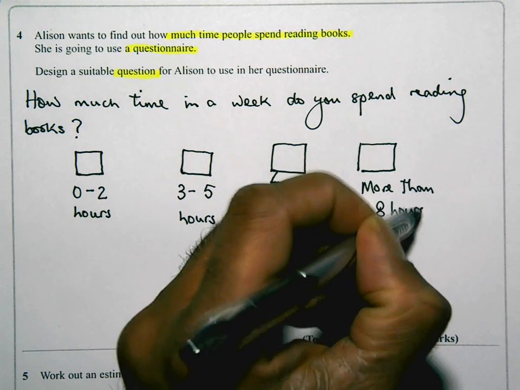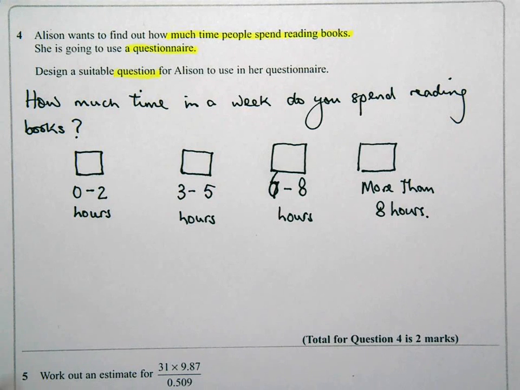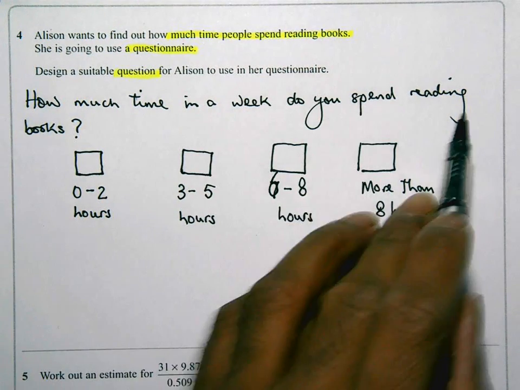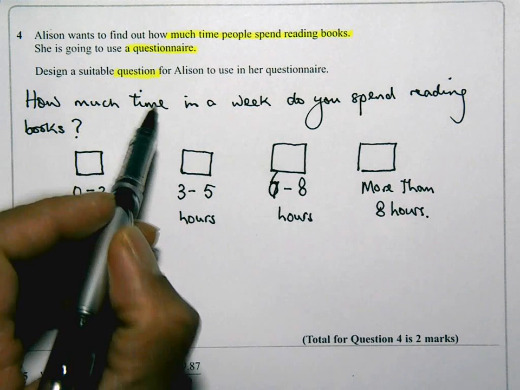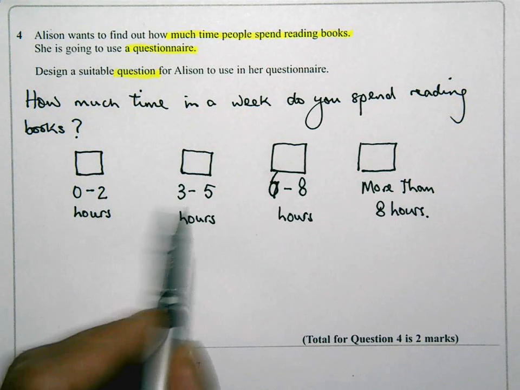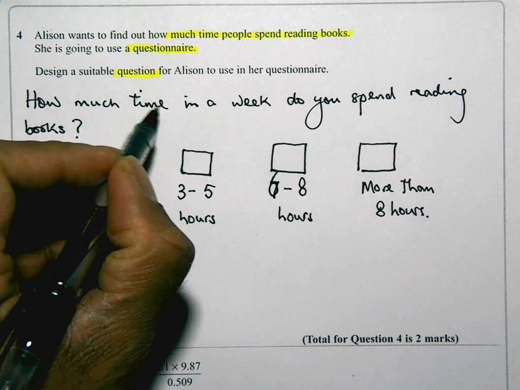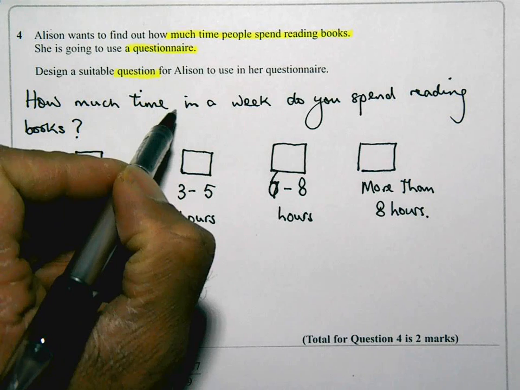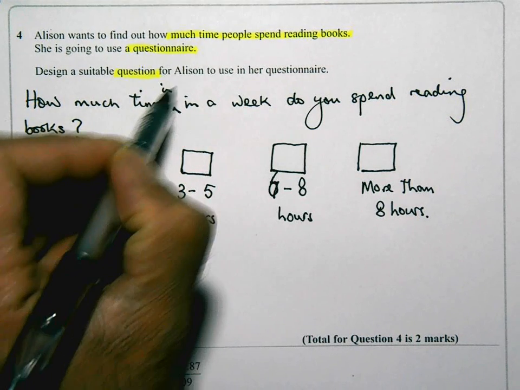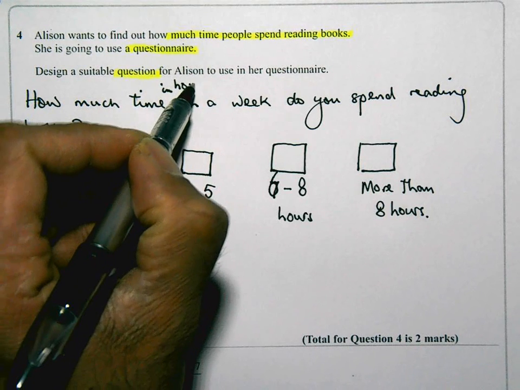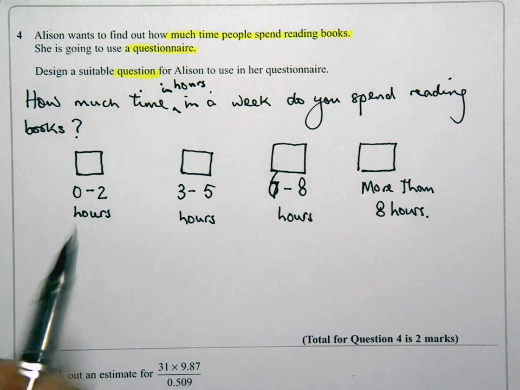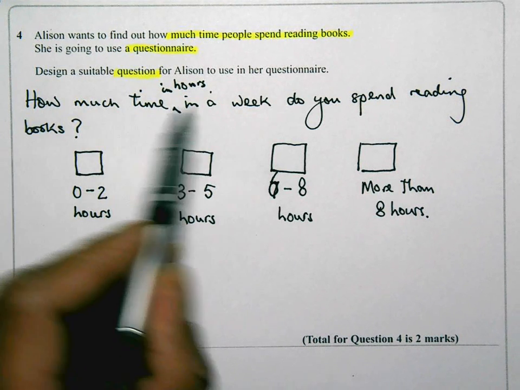Okay. Now I'm just looking back at my question. How much time in a week do you spend reading books? I'm going to change the word time, because as I was putting this in, I noticed I put 0 to 2 hours, 3 to 5 hours. So I'm going to put how much time in hours in a week do you spend reading. I could change that to say how many hours in a week do you spend reading books, right?